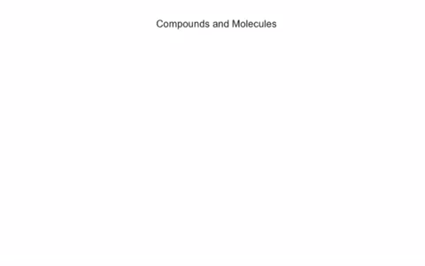In this short tutorial, we'll look at compounds and molecules. Basically, a molecule is a group of atoms that are bonded or joined together. A classic example of this might be a molecule of water. Water has the chemical formula H2O.